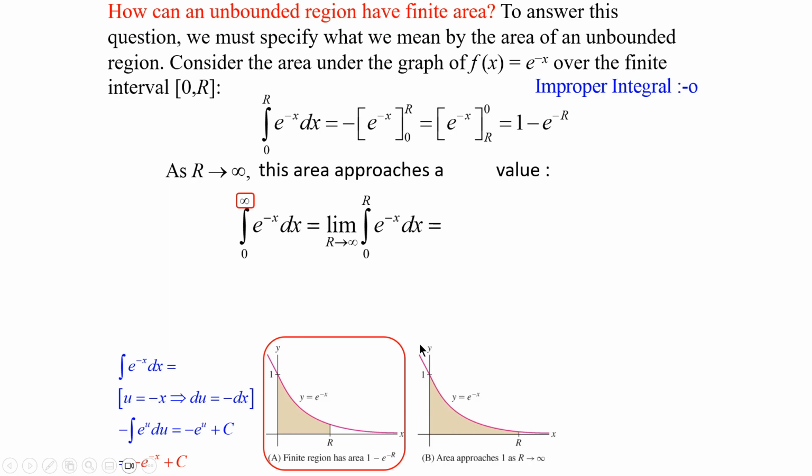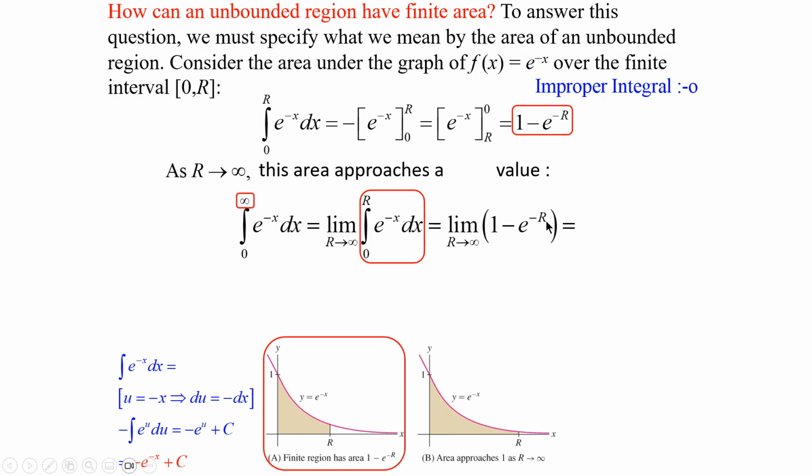And here's what we're getting here. Okay, so what is that? I'm curious. Well, that's going to be the limit as r approaches infinity. And don't forget, what is the antiderivative of e to the negative x? Negative e to the negative x. Okay? Oh, and we already solved that up there, didn't we? So I can put in that 1 minus e to the negative r right there.